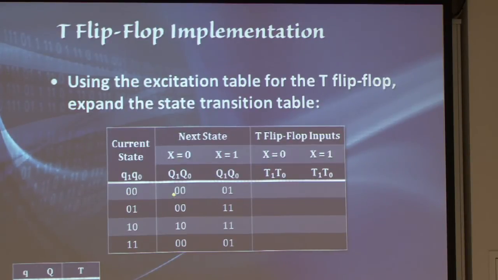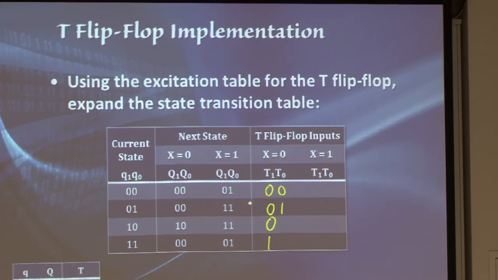0 to 0, I'm staying at the same one. It'll be 0, 0 to 0, not flipping anything. 1 to 1, I'm staying in the same one, therefore T is 0. 1 to 0, I'm inverting, T equals 1. Clear? Cool. 0 to 0, I'm staying.